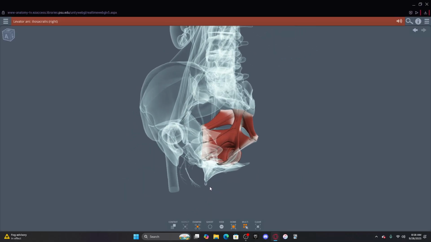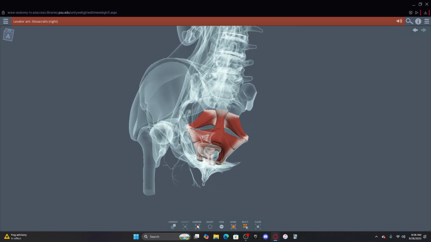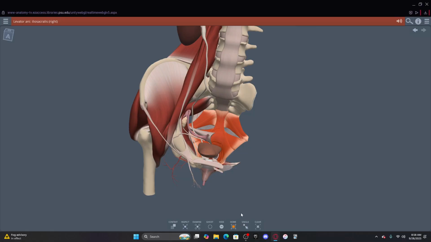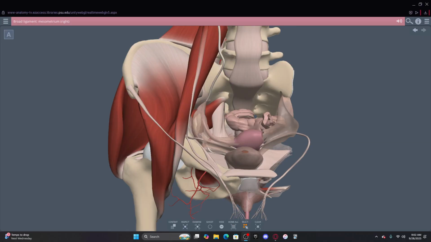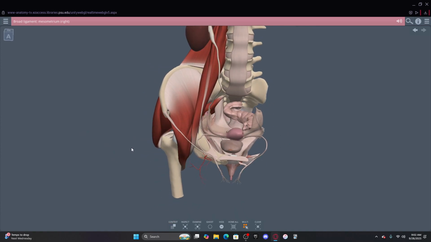All right, now that we see that, we can move on. So now that we have the muscles, we can move on to the egg producing system. Give me a second to get a better image and then we can continue. All right, now that we have a good image of the pelvis here, we can move on to the egg producing system.